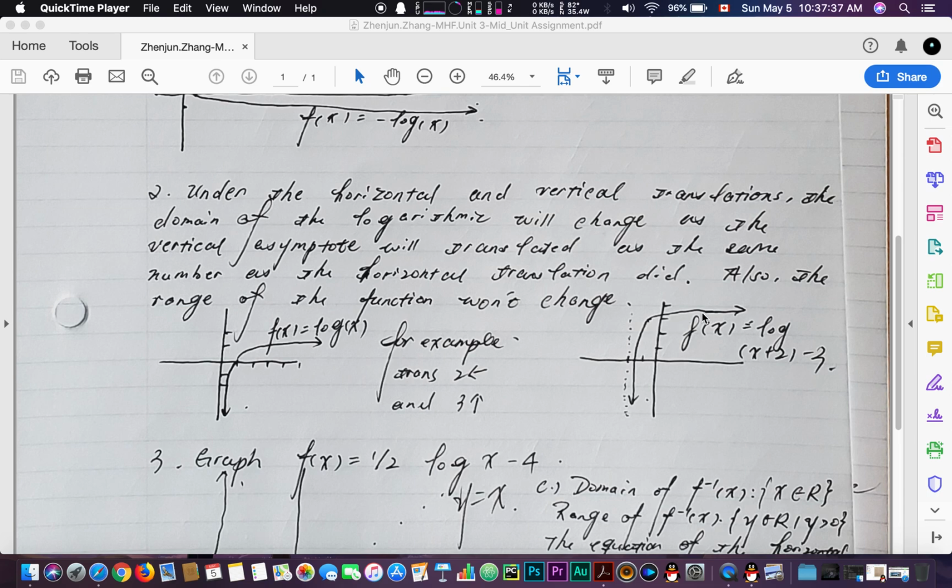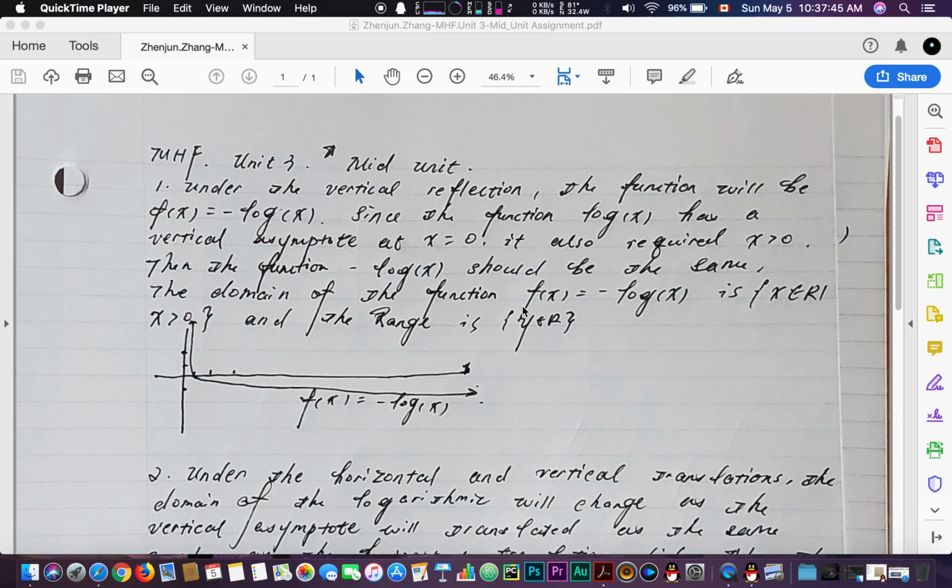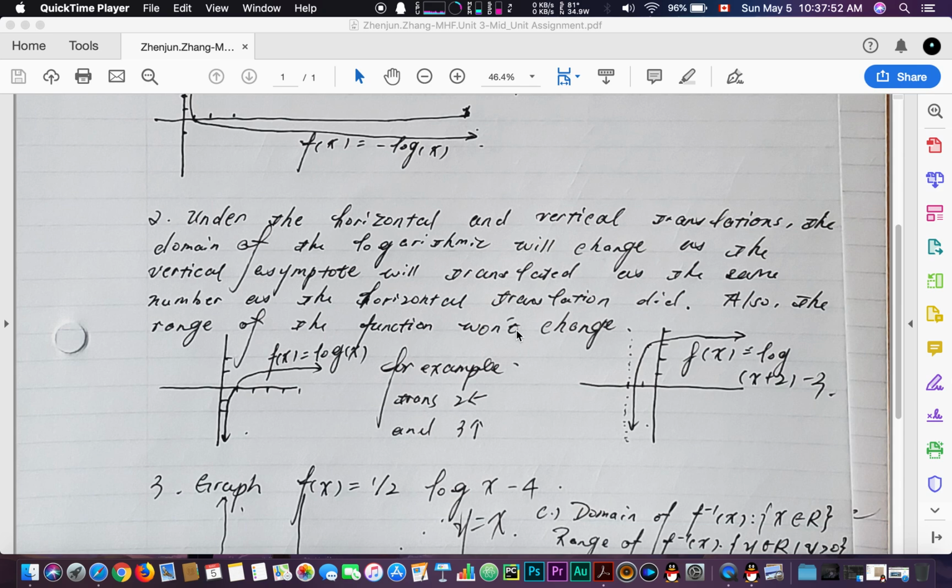But since there is no y restriction, with that being said, the domain will only be x greater than negative 2 in this case, and x belongs to the real numbers. Meanwhile, y would belong to the real numbers.